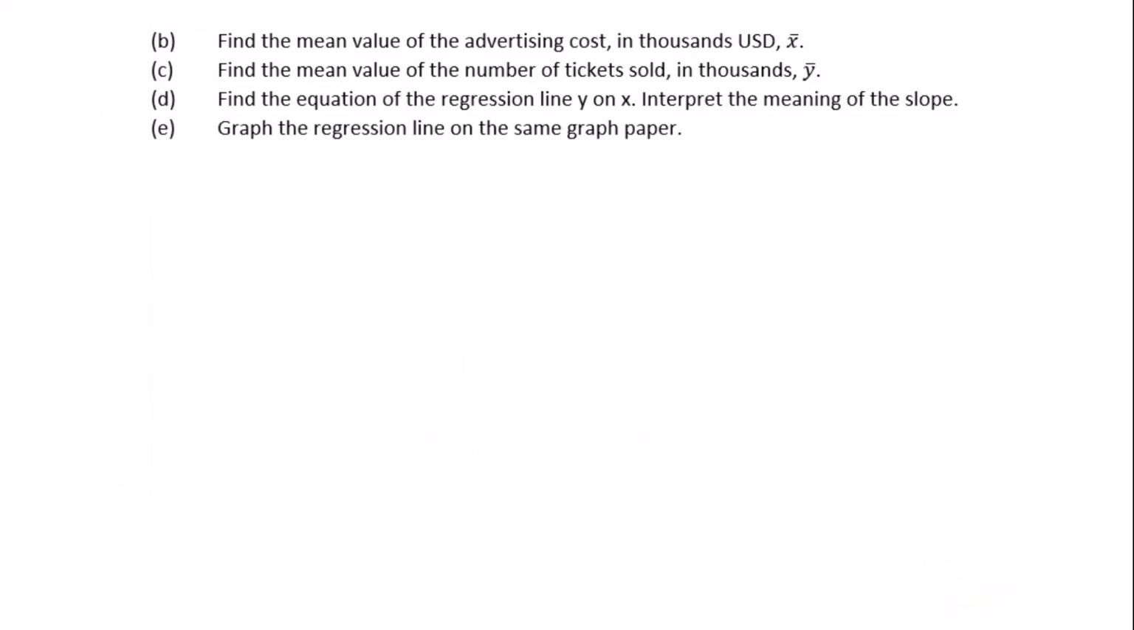Let's go to B. Find the mean value of the advertising cost in thousands USD, x bar. C. Find the mean value of the number of tickets sold in thousands, y bar. D. Find the equation of the regression line y on x. Interpret the meaning of the slope. Then you can graph the regression line on the same graph paper. All these 4 questions will be done by graphing calculator.